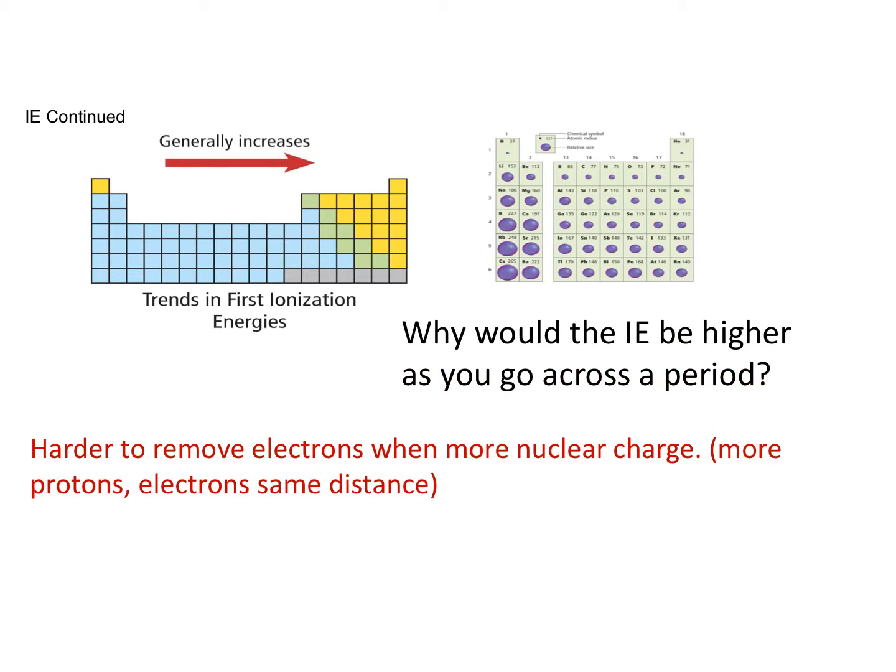So the ionization energy is higher as you go across the periodic table this way because it's harder to remove electrons when there is more nuclear charge. And as we go across the periodic table, we gain charge.